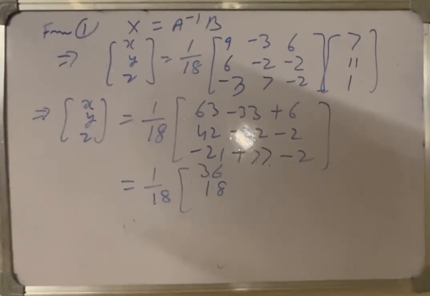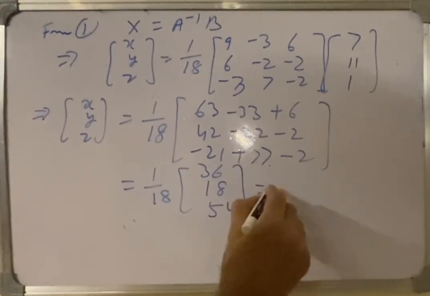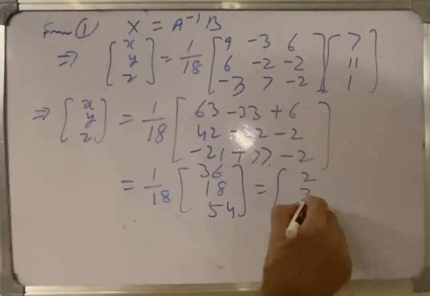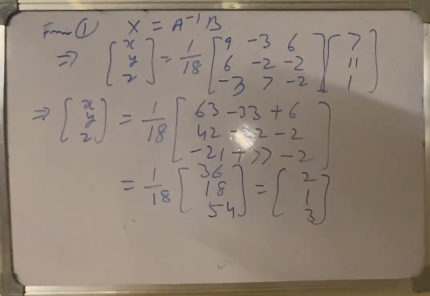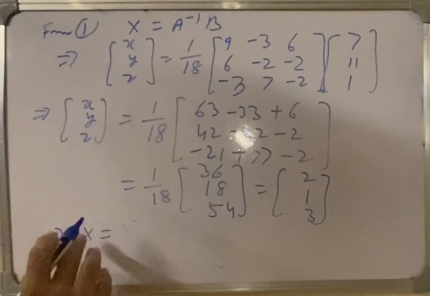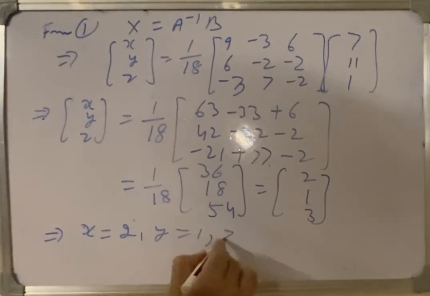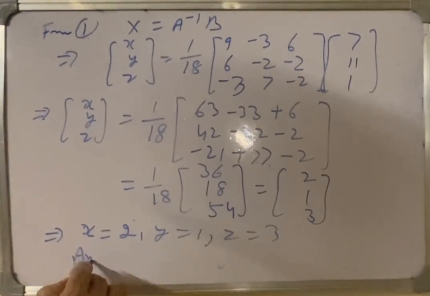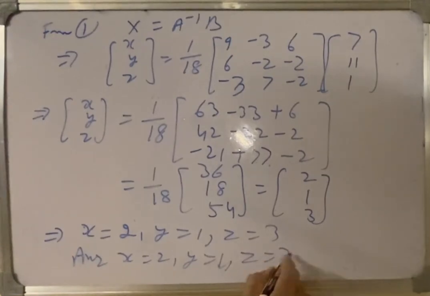which is equal to 2, 1, 3. Therefore, x is 2, y is 1, z is 3. Answer: x is equal to 2, y is equal to 1, z is equal to 3.